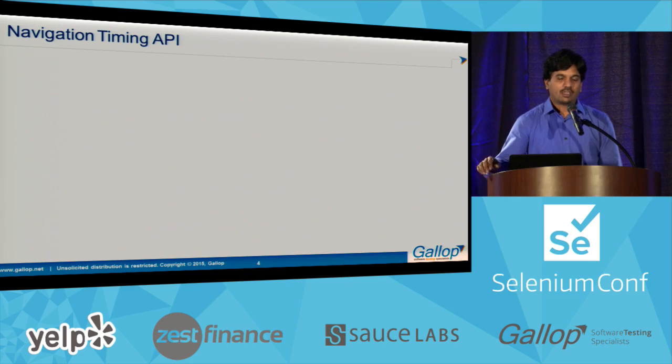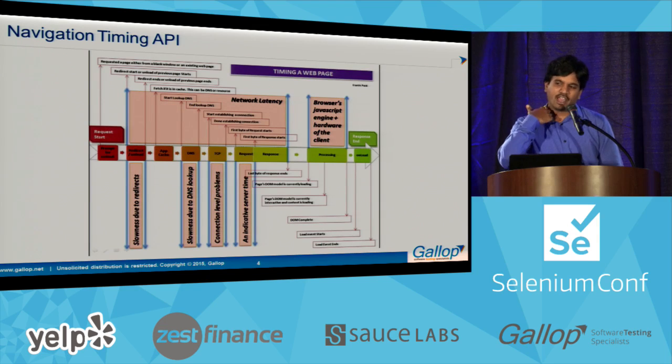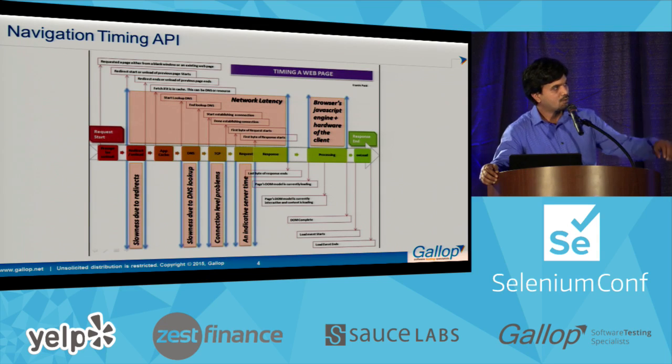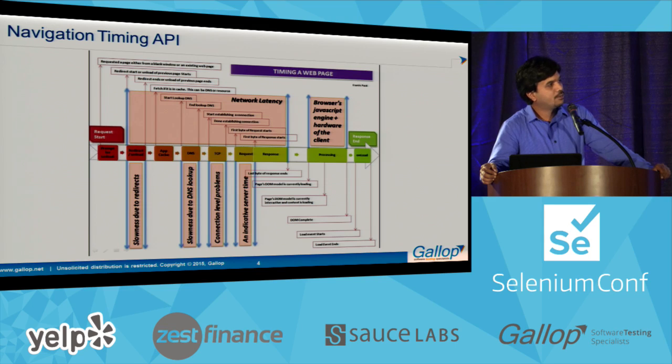There is this Navigation Timing API according to the W3C standards, and every browser supports it. It gives you certain numbers between the time you initiate the request and the time you get the response and get it loaded on the web page. There are several stages here, and you can look into what the particular latency is: whether your request is suffering from network latency, or it is because of the browser's JavaScript engine and hardware of the client, or because of other factors like DNS lookups, slowness due to redirects, or component level problems.